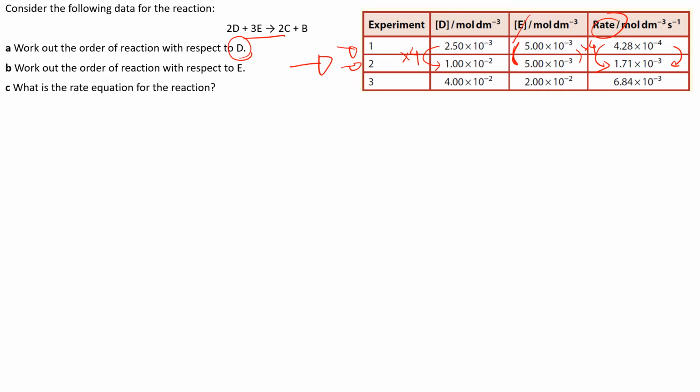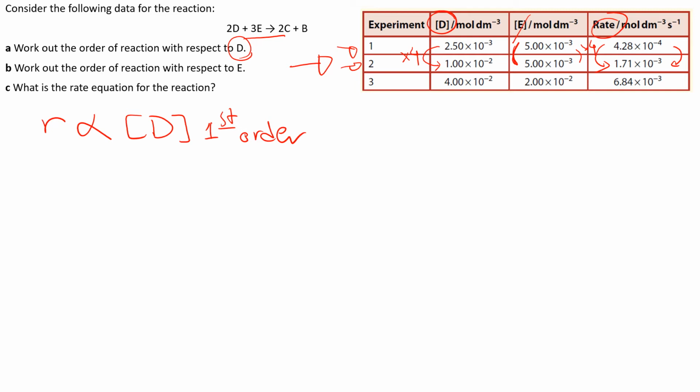For that reason, we can say that rate is proportional to D, first order. Why first order? Because changing the concentration of D by a factor of 4 will change the rate also by a factor of 4. The effect that has happened to the rate is the same effect that has happened to the concentration. Okay, what about the next point?